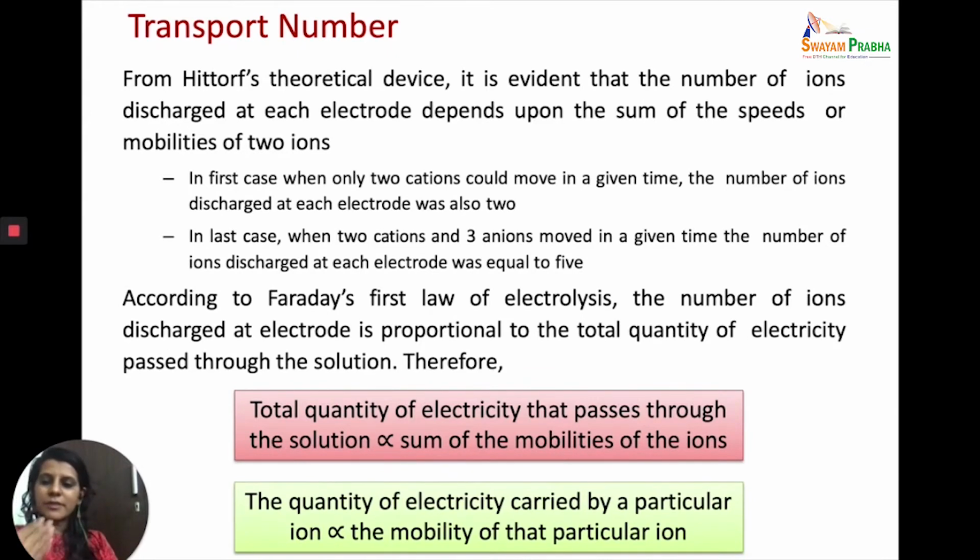So let us recapitulate what we have just studied. From Hittorf's theoretical device, it is evident that the number of ions discharged at each electrode depends on the sum of the speeds or the mobilities of the two ions. In the first case, that is case 2, when 2 cations could move in a given time, the number of ions discharged at each electrode was also 2. In the last case, which we called case 4, when 2 cations and 3 anions moved in a given time, the number of ions discharged at each electrode was equal to 5.